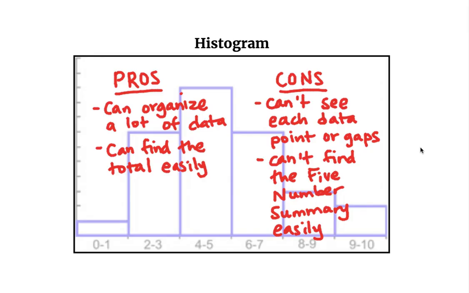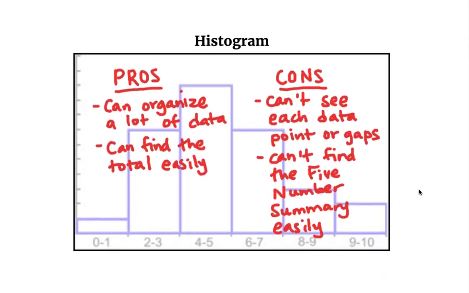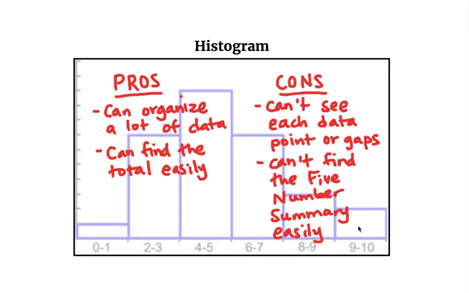The cons, however, is that you can't really see each data point or their gaps. So with the dot plot, you can see what each person voted on, and you can see some gaps in between. But with the histogram, since you put everybody into a category, it's a little harder to see any gaps because everything's in a category. You also can't find the 5-number summary easily. You would still have to eliminate points on each side to find the middle and all that kind of stuff. You have to do some calculations. All right, make sure this is in your notebook.